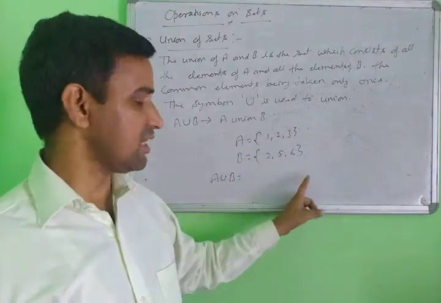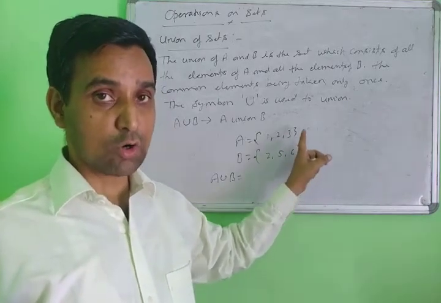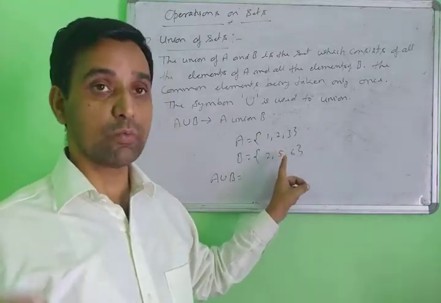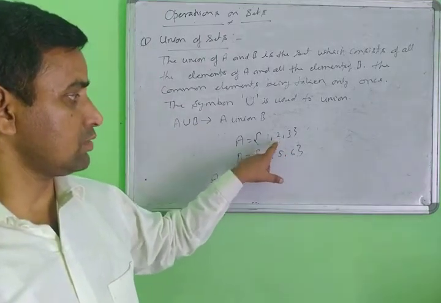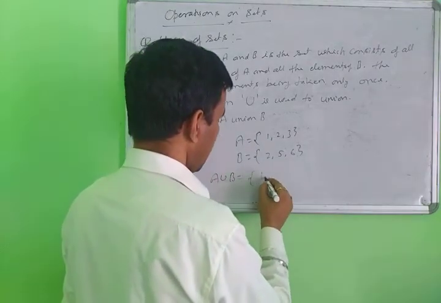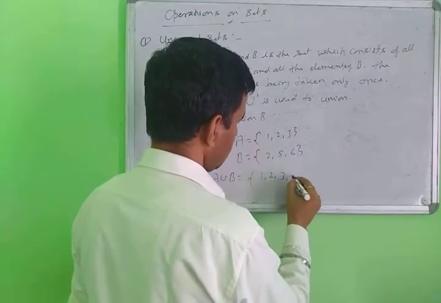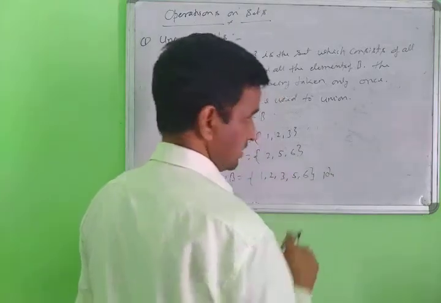We will write the one set, and those elements that are common, we will write only once. Now look here, element 2 here and element 2 here, so we will write it once. So what is the union of {1, 2, 3, 5, 6}? This is your A union B.